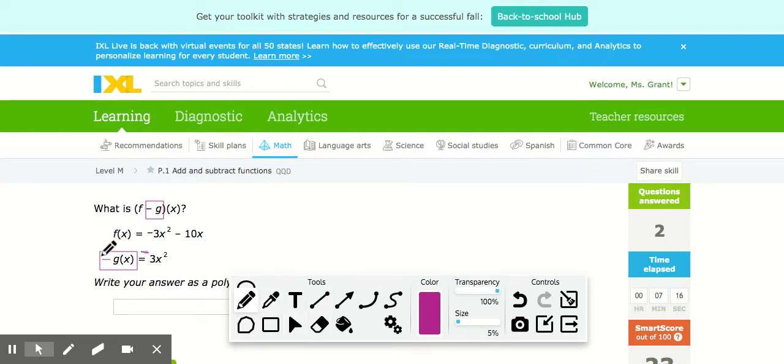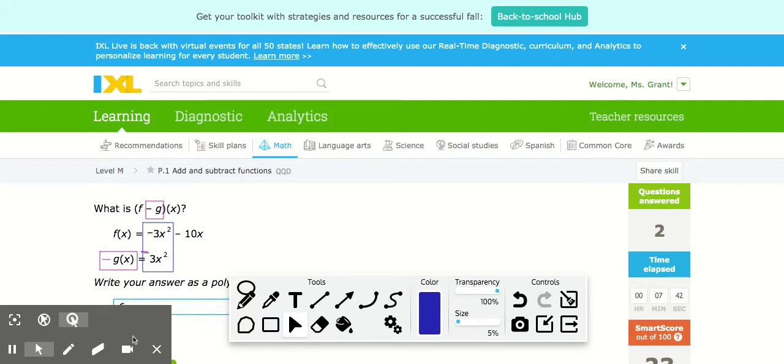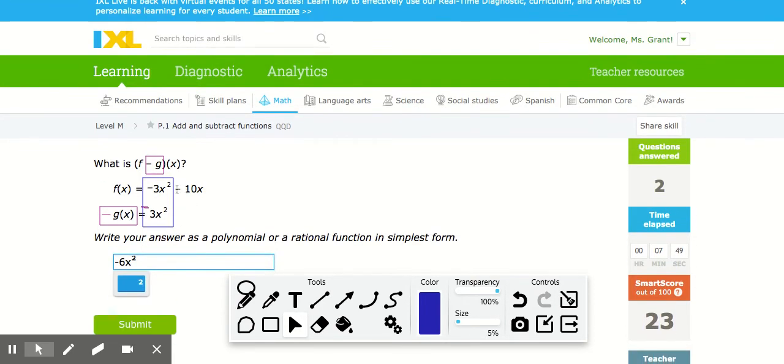Once I change the sign, then this just turns into an addition problem. So once I change the signs, this becomes an addition problem. In the first function, I have a negative 3x squared, and now I'm going to be adding another negative 3x squared. So negative 3 plus negative 3 makes negative 6x squared.